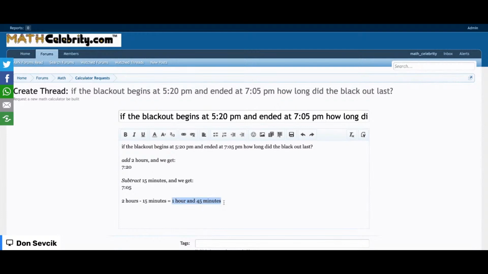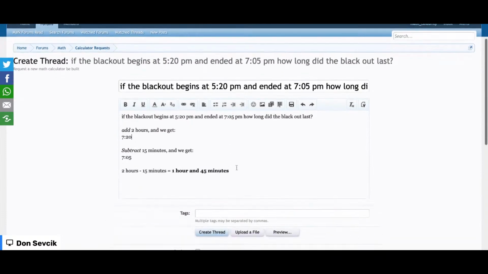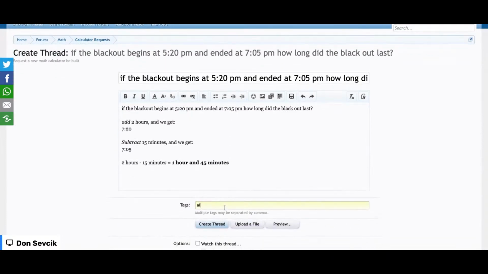And if you don't want to do the shortcut way, that's fine. You could just go 5:20, 6:20 is an hour, and then 6:20 to 7 is an hour 40, and another 5 minutes is an hour 45, however you like to do it. I like to do round numbers on the hour and then go from there.